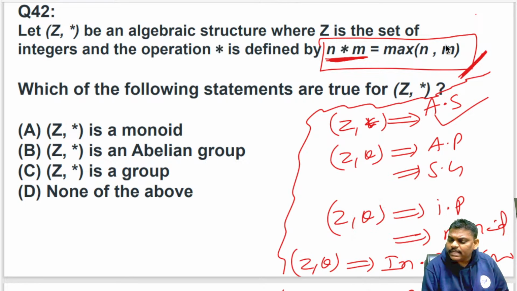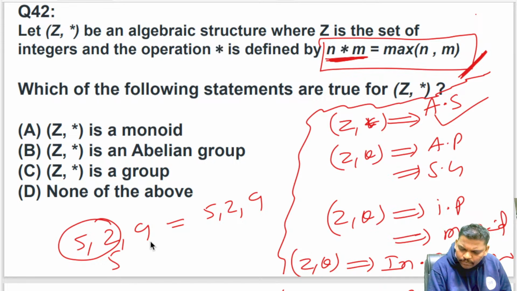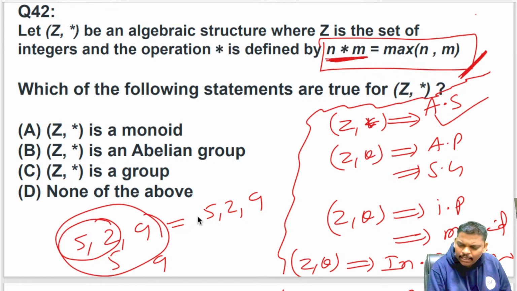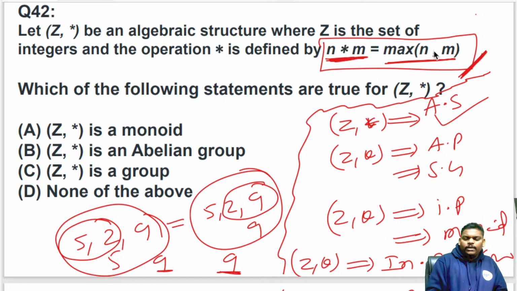Is the associative property satisfied or not? Let me check. Listen everyone, associative property: 5, 2, 9. Take the max of these two, 5. Max of these two, 9. In a similar way, take the max of these two, 9. Take the max of these two, 9. So that is the meaning of the associative property, because the answer is the max. Associative property satisfied. Any 3 numbers you take, at the end the max only will come.